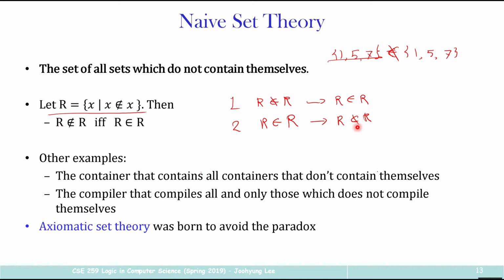There's something called axiomatic set theory that was born to avoid this paradox, and it is defined in terms of formal logic. Unfortunately, we are learning the formal logic now, so we don't have time to go over this. But once you learn some basics of logic, try to look for the axiomatic set theory and find the axioms there to avoid this kind of paradox.